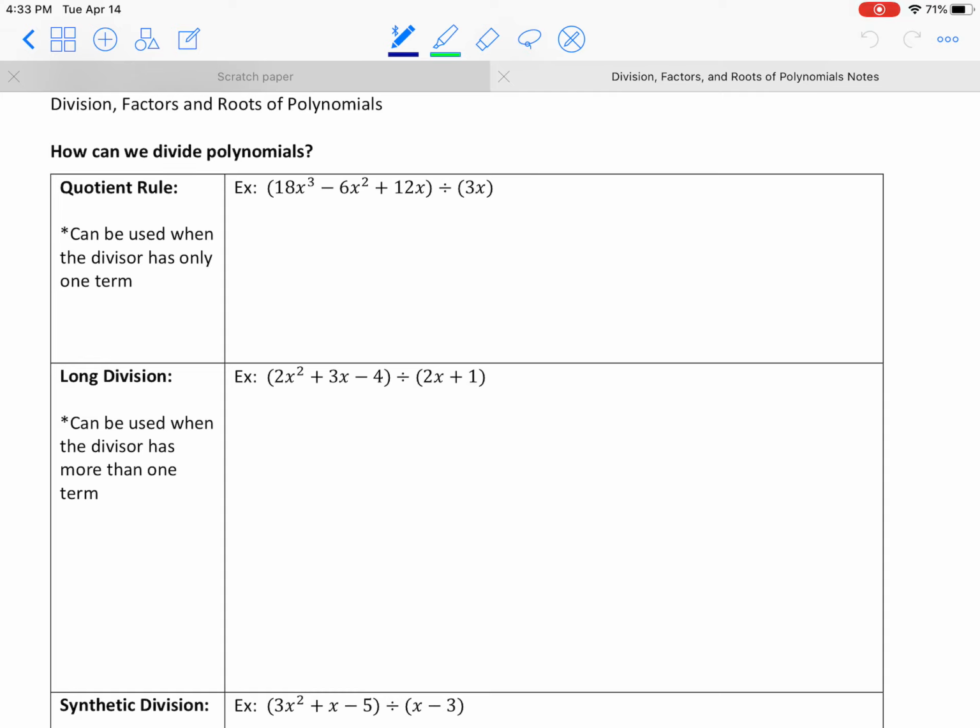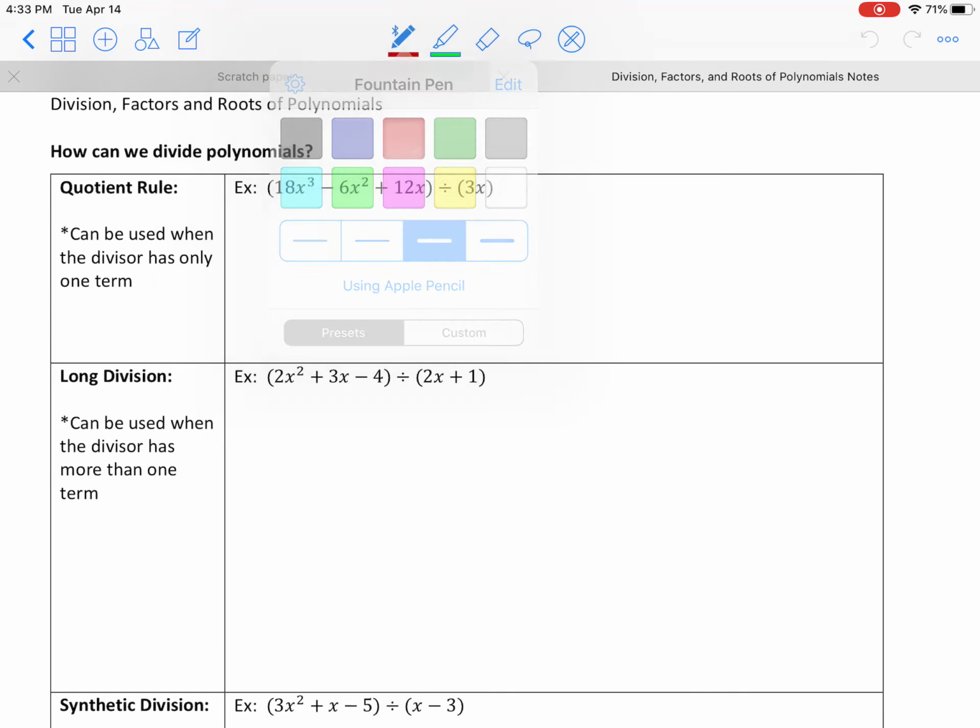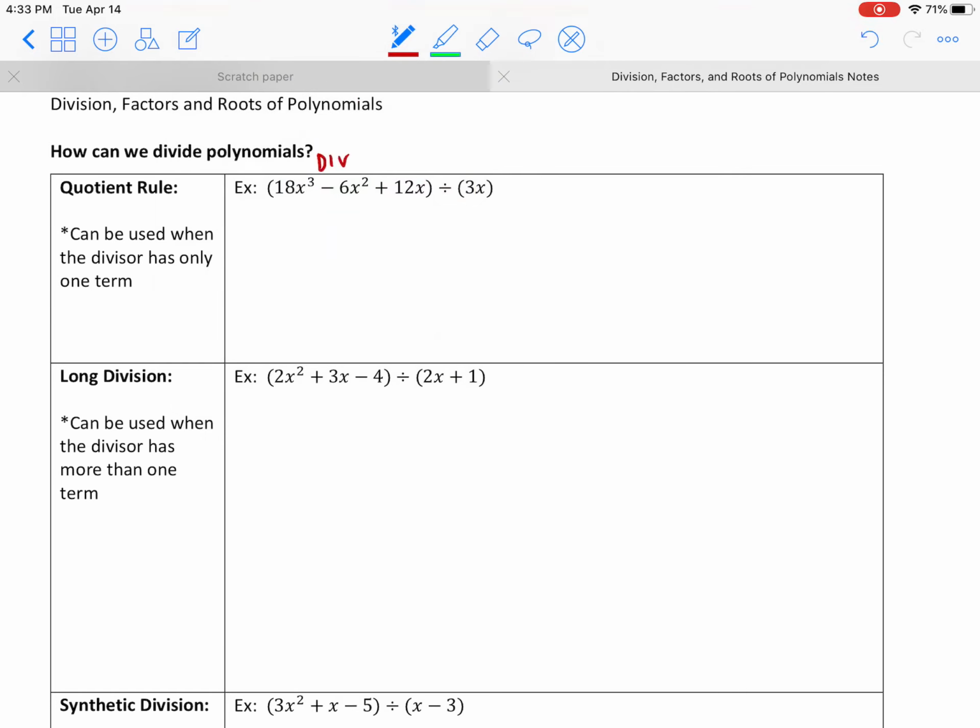If we wanted to divide, like this first one, 18x cubed minus 6x squared plus 12x by 3x, when our divisor is only one term, so the divisor, remember here, this is what we call the dividend, and then this is what we call the divisor. The divisor is the one that does the dividing. When the divisor is only one term, that's the stipulation here, we can use the quotient rule.